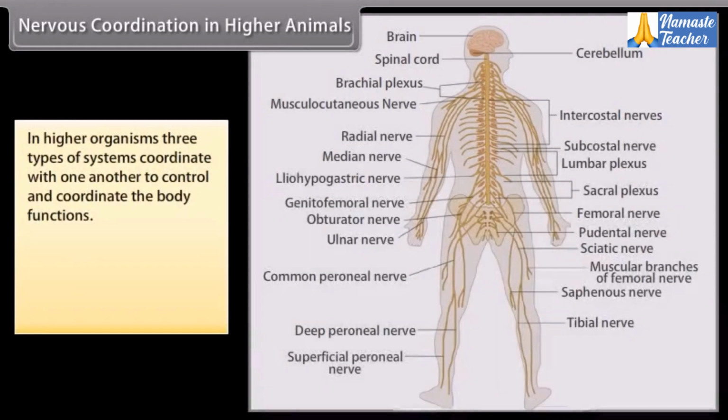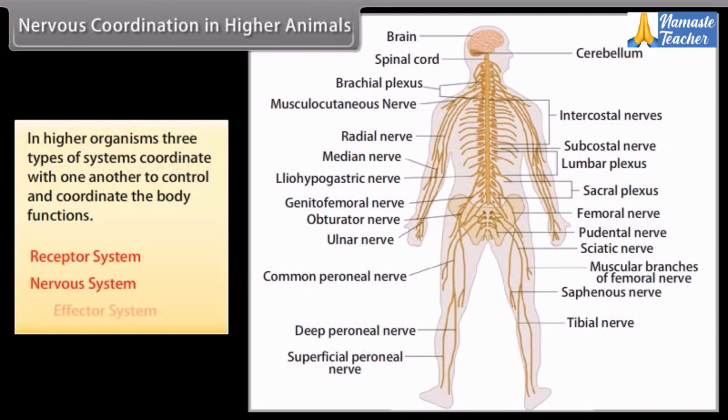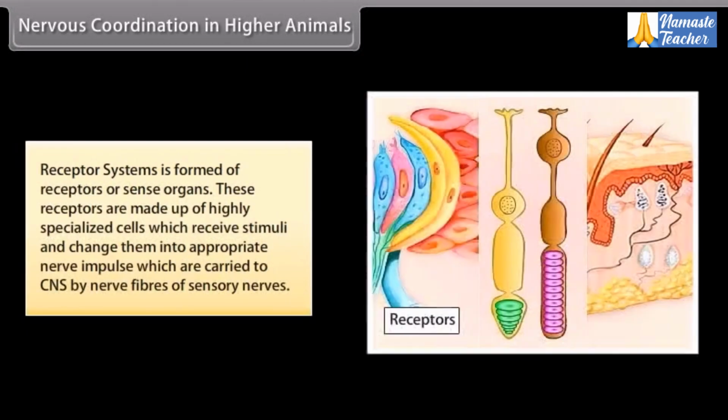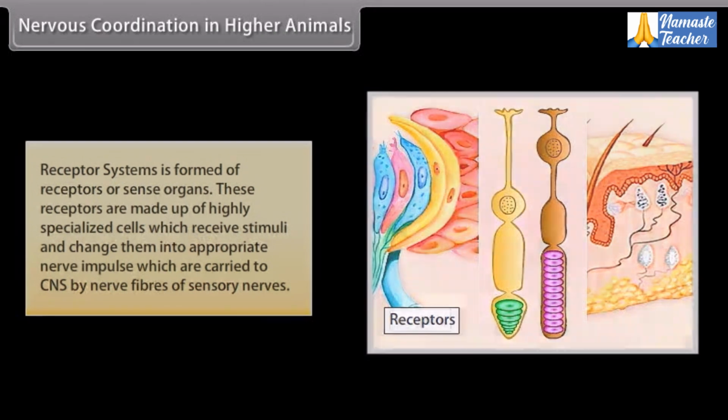Nervous coordination in higher animals. In higher organisms, three types of systems coordinate with one another to control and coordinate the body functions. They are receptor systems, nervous system, effector system. Receptor system is formed of receptors or sense organs. These receptors are made up of highly specialized cells which receive stimuli and change them into appropriate nerve impulses, which are carried to the CNS by nerve fibers of sensory nerves.